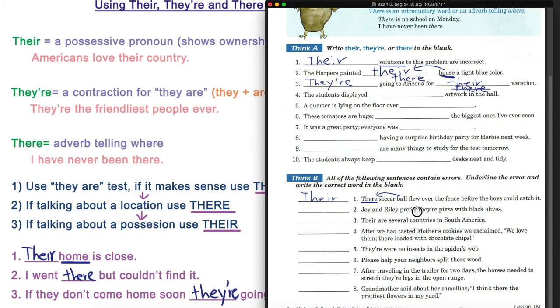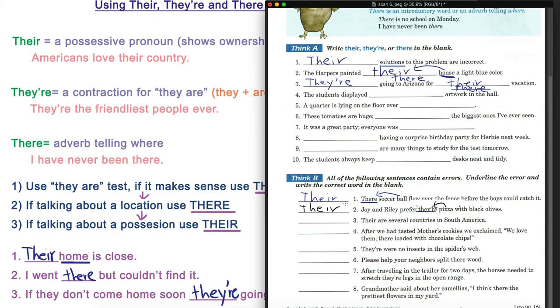Number 2, Joy and Riley prefer their pizza with black olives. So this is definitely the wrong there because this is they are, right? They apostrophe R-E means they are. So Joy and Riley prefer they are pizza with black olives. Definitely does not make sense. So are we looking for the possessive form of their or the location there? Whose pizza is it? It's their pizza. So what's the possessive form of their again? Yeah, so it's T-H-E-I-R again.